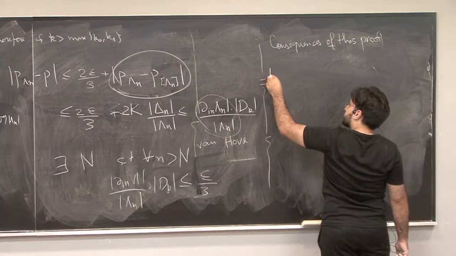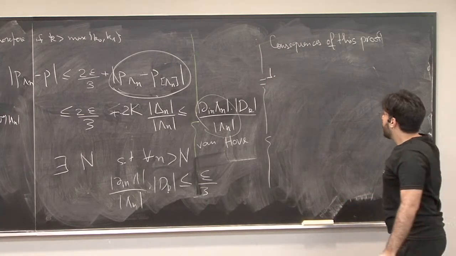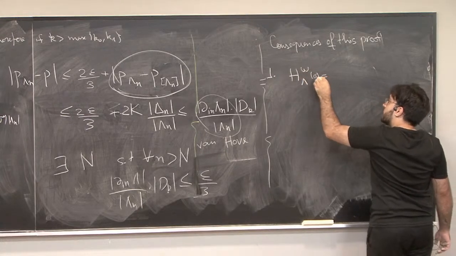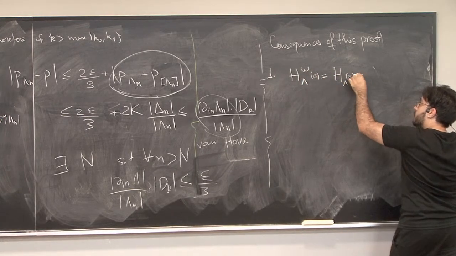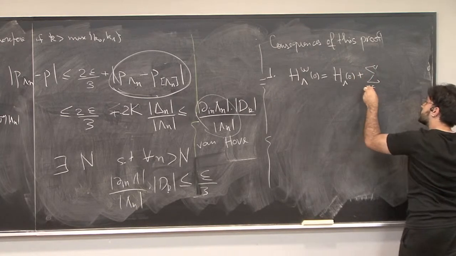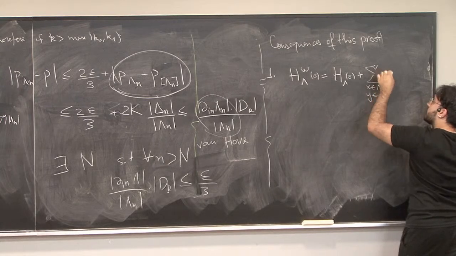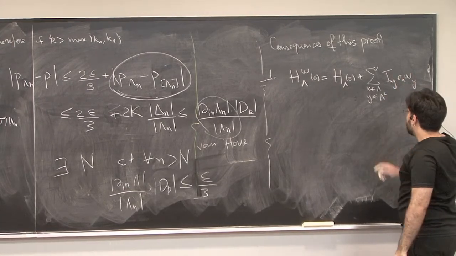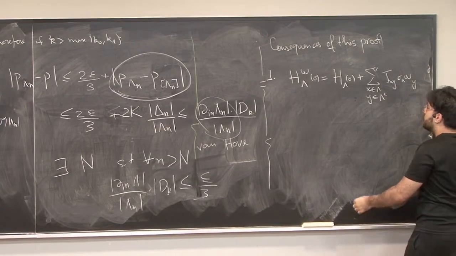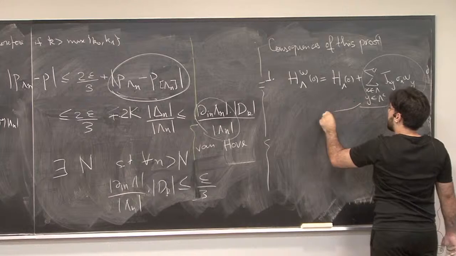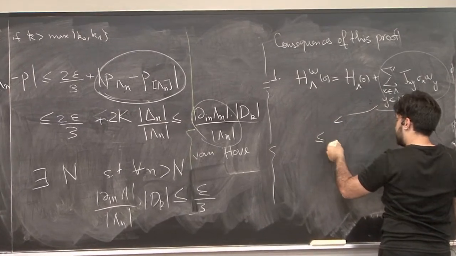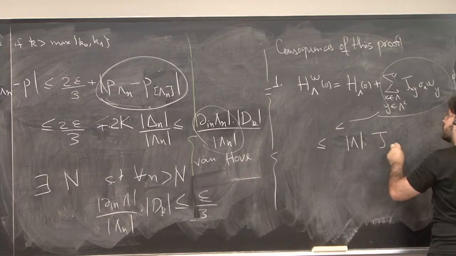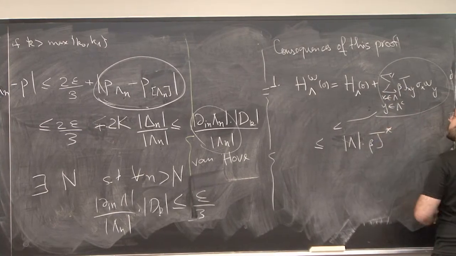The first one is, since the Hamiltonian with boundary condition is written as the Hamiltonian with empty boundary conditions plus some term, omega y, and the interaction is regular, we know that this term over here is actually less than the size of the box times a constant. Let us call it j star.